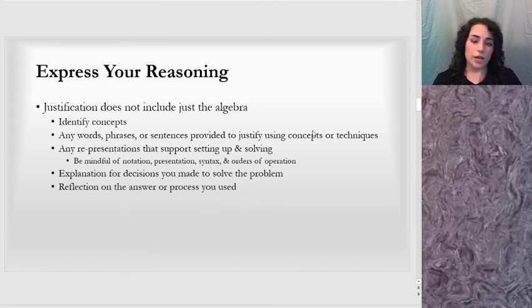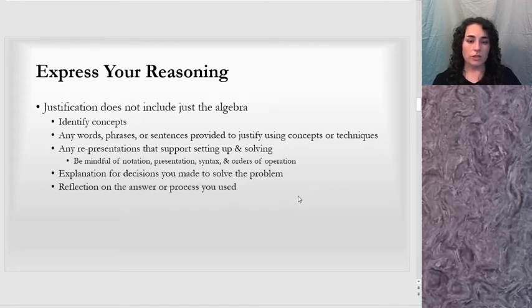We will be using diagrams and sketches and graphs, right? When you set those up, it's not just to show me that you know how to do it, it scaffolds your reasoning. It helps you think about the problem. I want you to learn to use those effectively to solve problems, and they will be required as your work in justifying your answer. When you're doing this, be mindful of notation, presentation and syntax, and order of operations. Explain the decisions you made for solving problems.